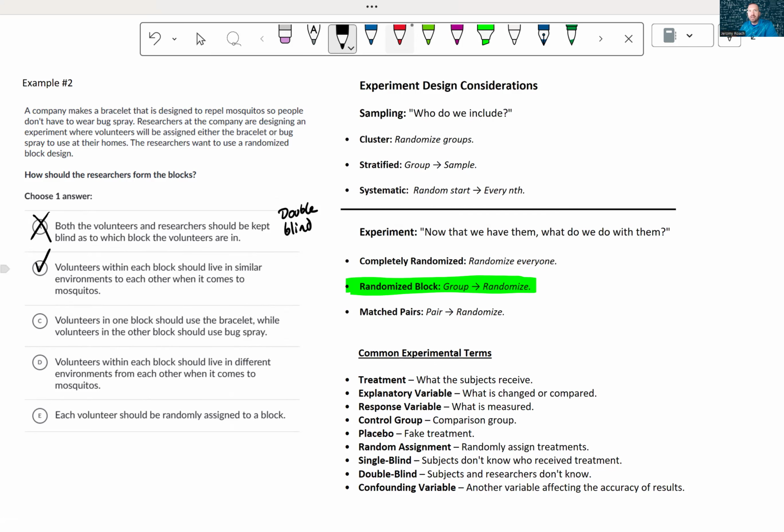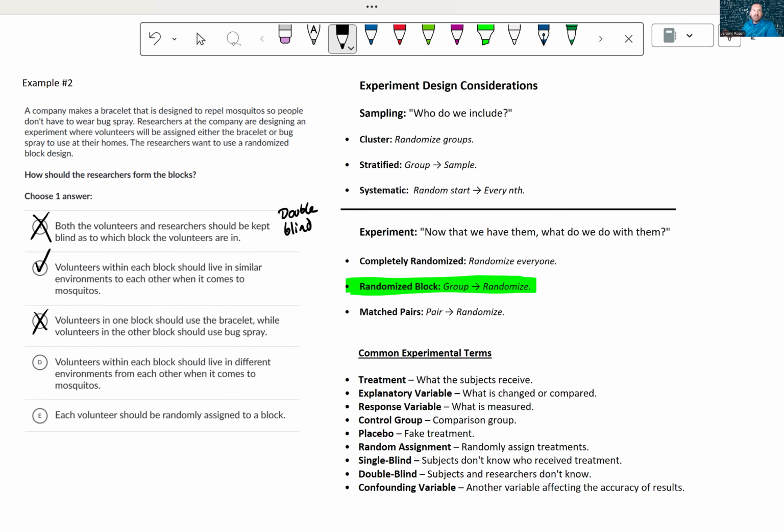Let's look at C, D, and E. C says volunteers in one block should use the bracelet while volunteers in the other should use bug spray. I think that's really close, but this is kind of the trap here. If one entire block gets one treatment, then we've confounded the treatment with the environment. So you couldn't tell whether the differences were caused by the bracelet or by the mosquito conditions. So instead, each block should contain both treatments. So not C.